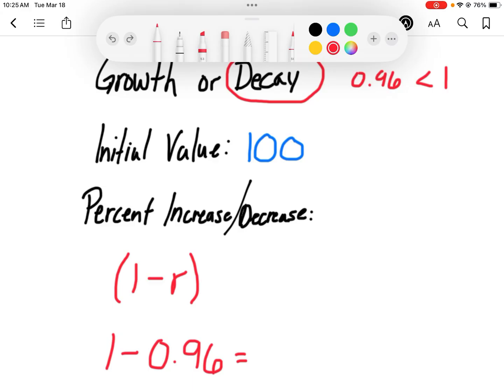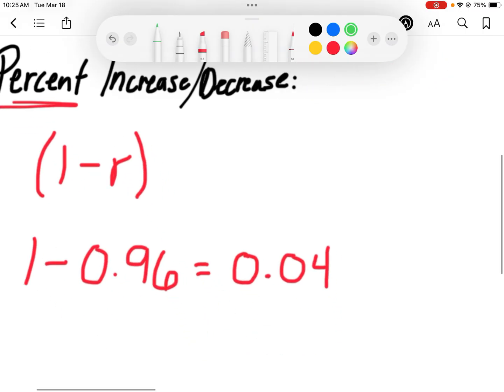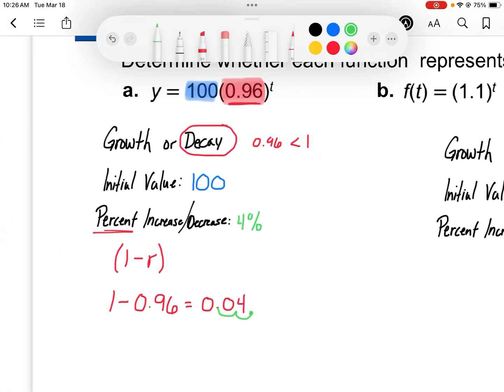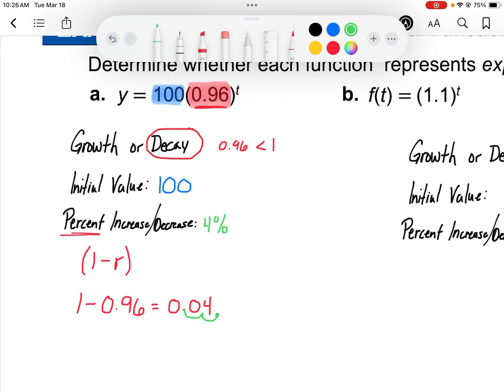And if I subtract those two, I get 0.04. Now, it says here percent. We want to write that as a percent. That's in the decimal form. So to get that percent, now taking a decimal, if we remember, percent to decimal, we moved to the left. Now we need to move to the right. Our percent increase or decrease, here it's decrease, would be 4%. And that would answer all 3 things.